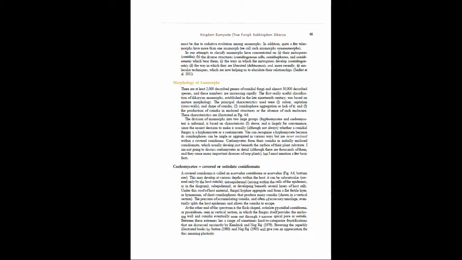At the other end of the spectrum is the flask-shaped, ostiolate pycnidial conidioma, or pycnidium, seen in vertical section, in which the fungus itself provides the enclosing wall and conidia eventually ooze out through a narrow apical pore or ostiole. Between these extremes lies a range of sometimes hard to categorize fructifications that are discussed succinctly by Kendrick and Nag Raj, 1979. Browsing the superbly illustrated books by Sutton, 1980, and Nag Raj, 1993, will give you an appreciation for this amazing plasticity.